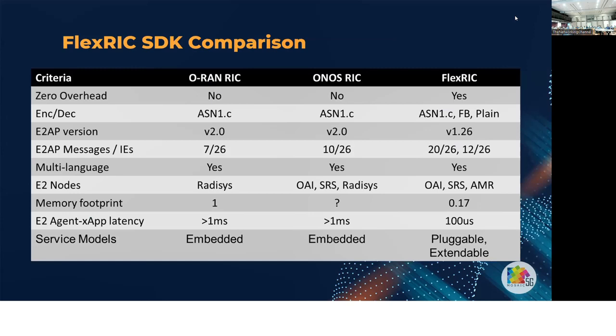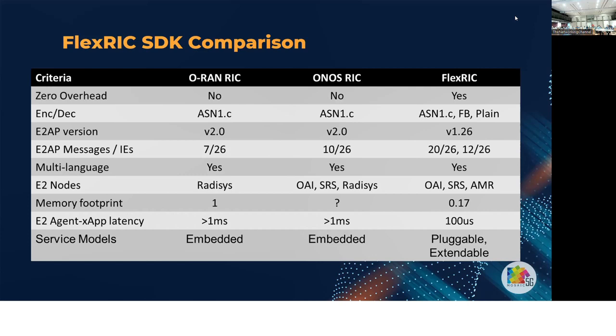Okay, some comparison that we made between the ORAN RIC, ONOS RIC, and the FlexRIC. It's more quantitative. So this principle of the zero overhead that I mentioned, encoding and decoding: we support ASN.1, which is what the standard specifies. We also support flat buffer and plain, where there is no encoding and decoding. For the simple reason that we noticed that with flat buffers, you reach much lower latency, the result we showed previously.